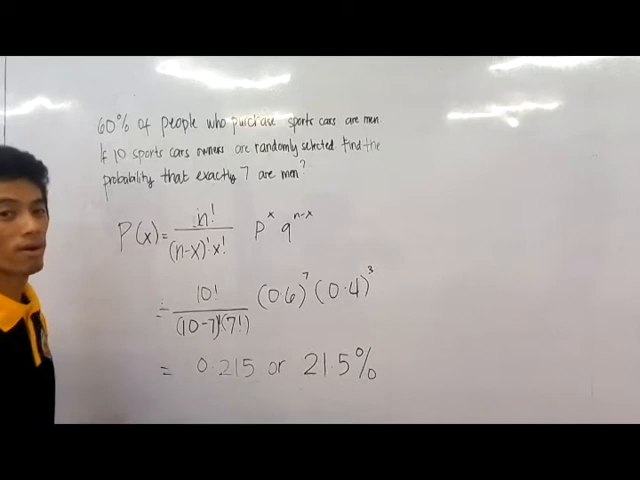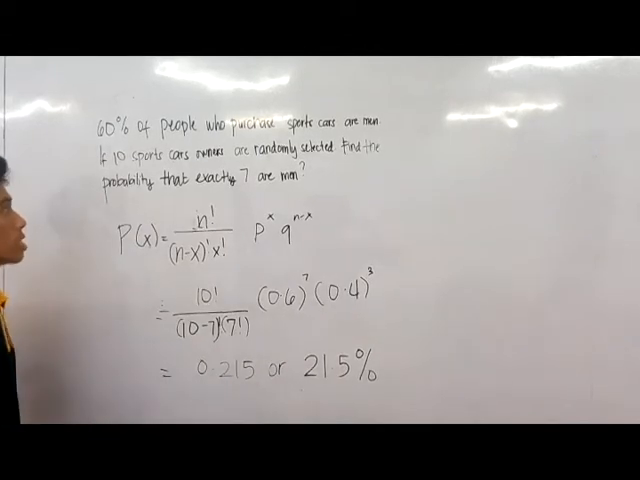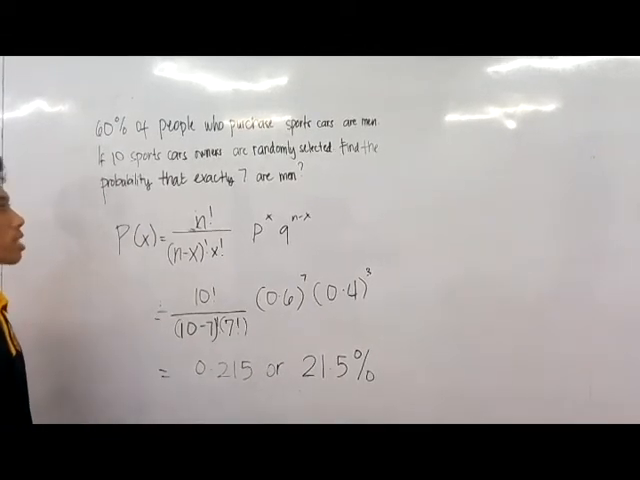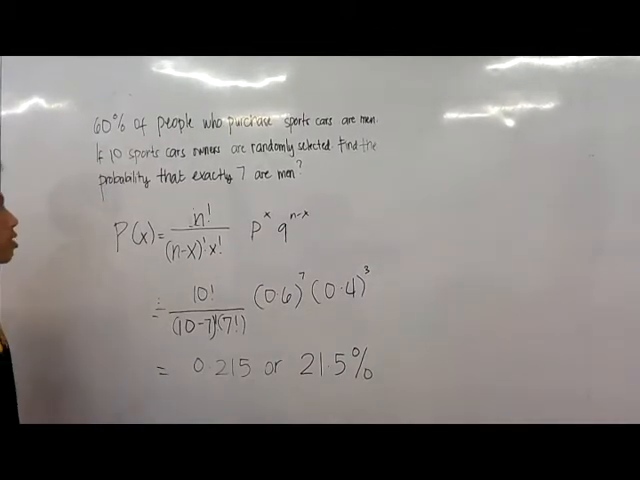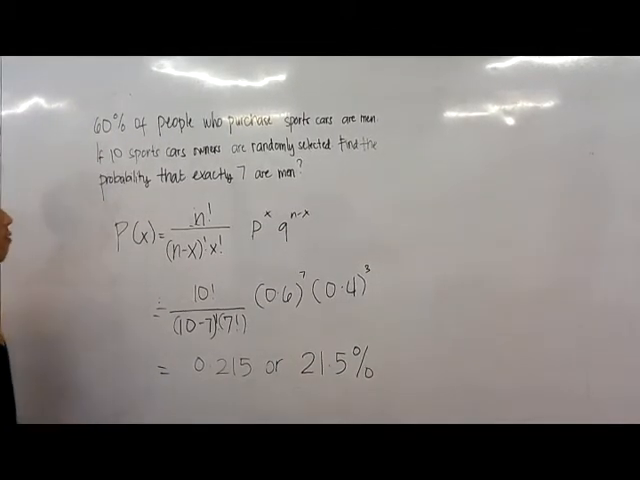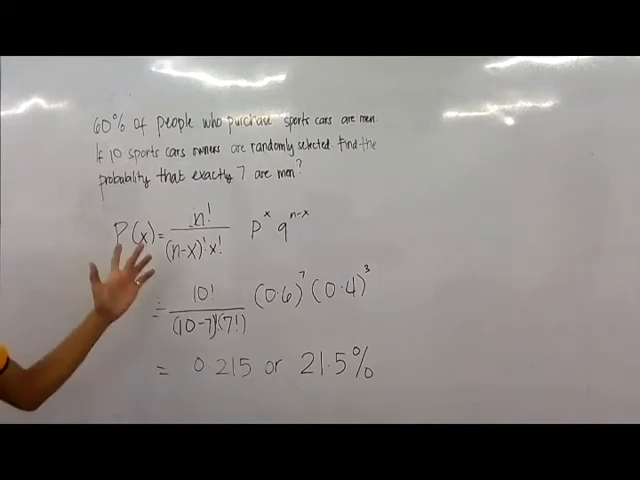Here's another example of a binomial distribution. 60% of people who purchase sports cars are men. If 10 sports car owners are randomly selected, find the probability that exactly 7 are men.